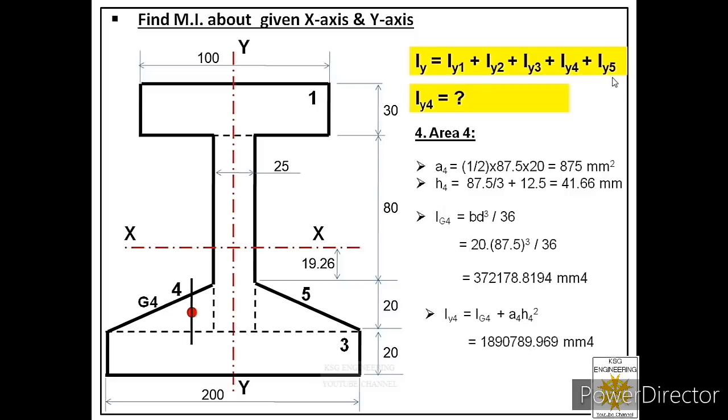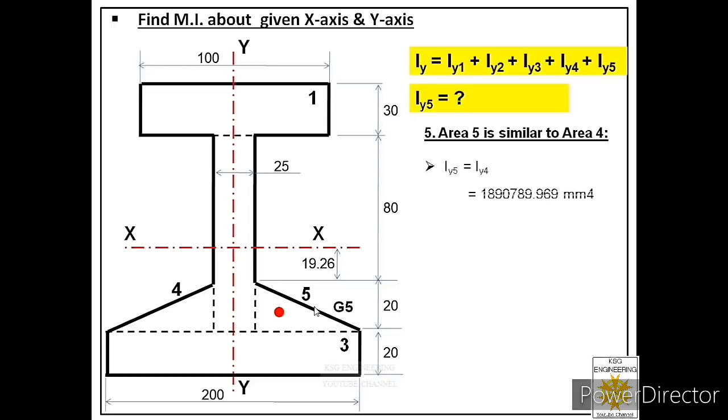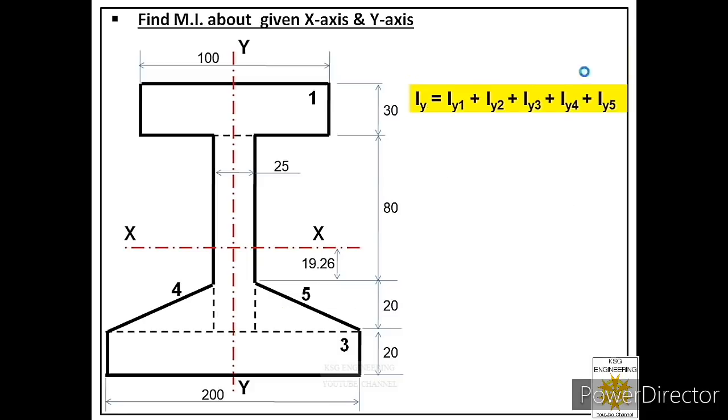Now it's time to find Iy5. And we know Iy5 will be similar to Iy4 because area 4 and area 5 are similar. So whatever value we have calculated for Iy4 in the previous step is equally applicable to Iy5. Now we have calculated all the unknowns in this equation. Now it's time to put those values in this equation and get our answer, that is Iy. So what is Iy? Iy is the area moment of inertia of this composite area about the main axis.